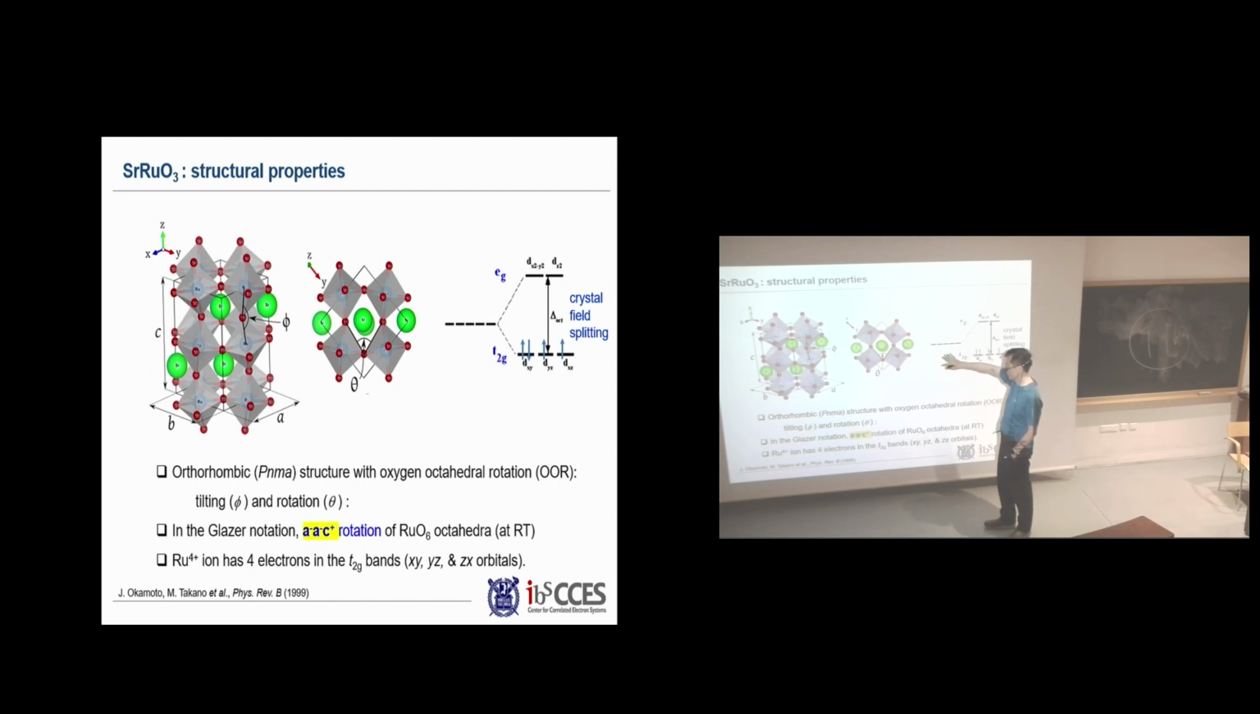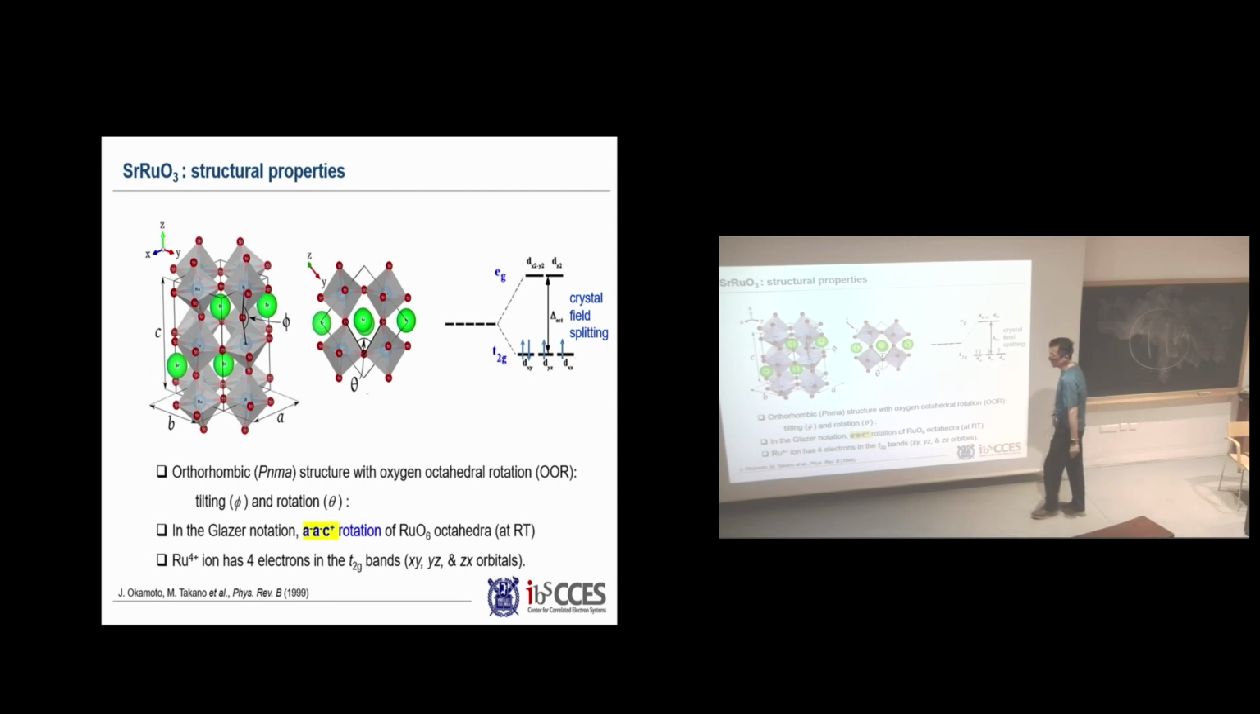cubic, so it has small distortions of the oxygen octahedra. They call this OOR, oxygen octahedral rotation. In plane there is a rotation by theta, and from the vertical view, it has a tilting angle. So depending on theta and phi, the property will change. We think that this is a metallic system, so a small change in theta and phi will not matter that much, but really it does in this material system.